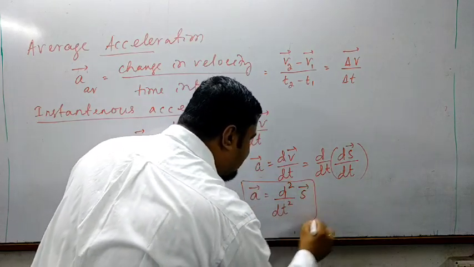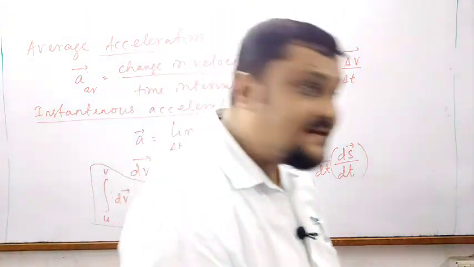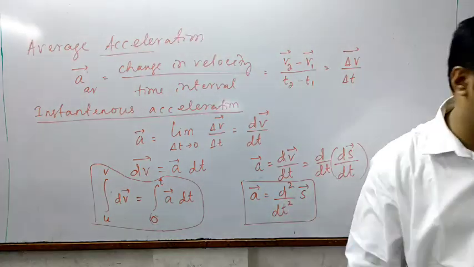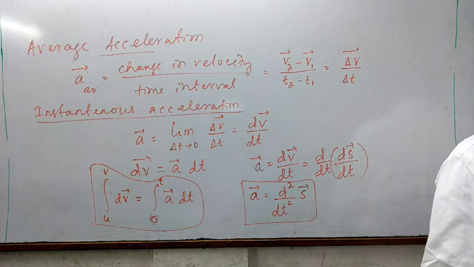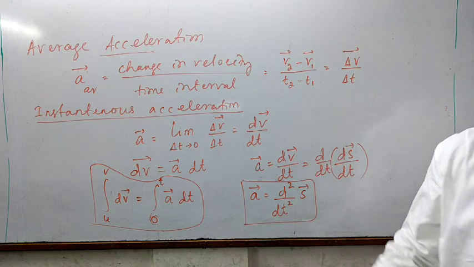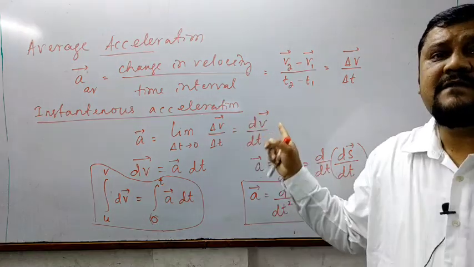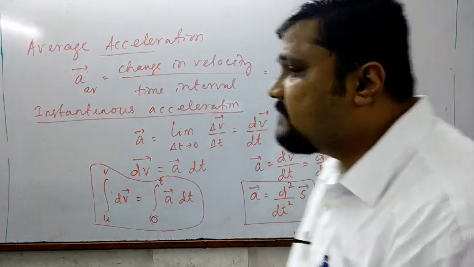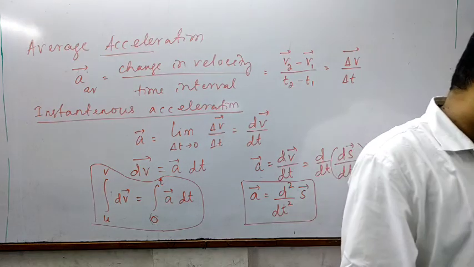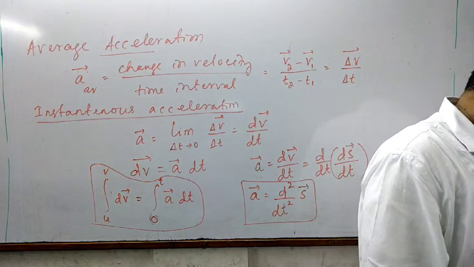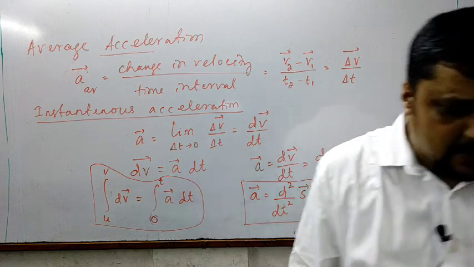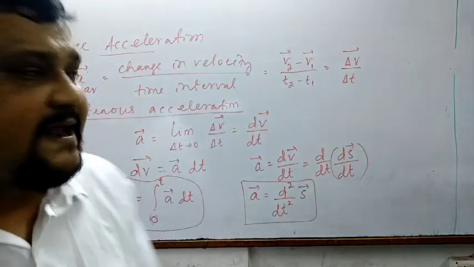This is also acceleration. Acceleration is the first derivative of velocity, or the double derivative of displacement. Now we will go for the other parts. In this case, what are positive acceleration, negative acceleration and zero acceleration?